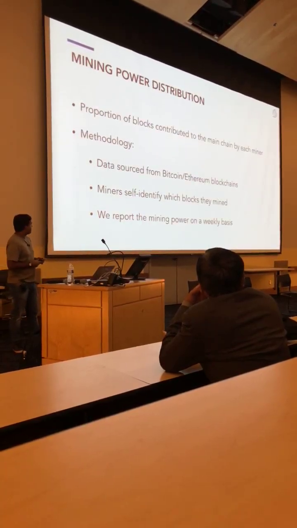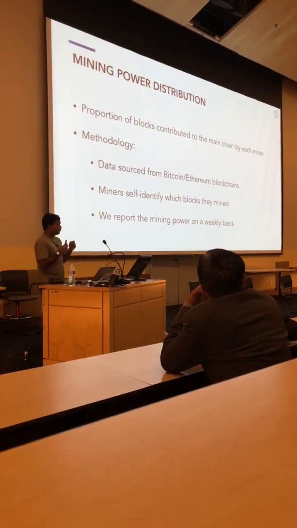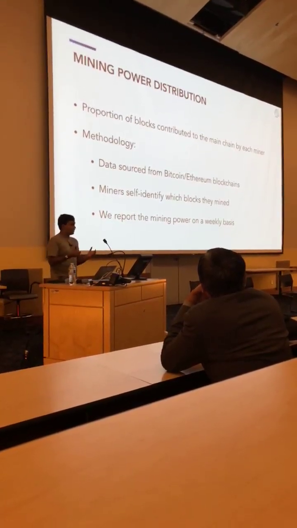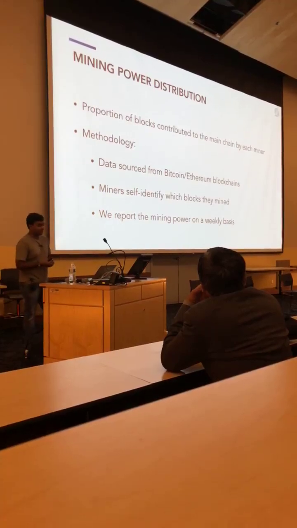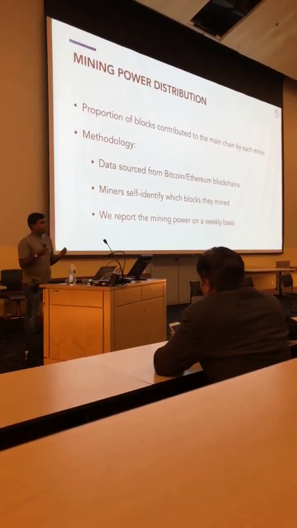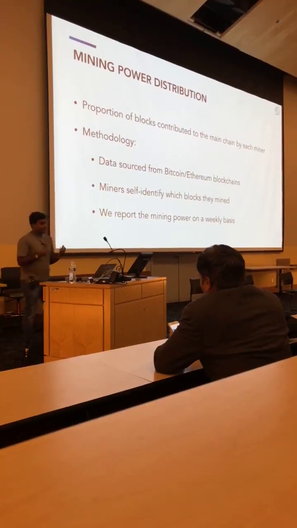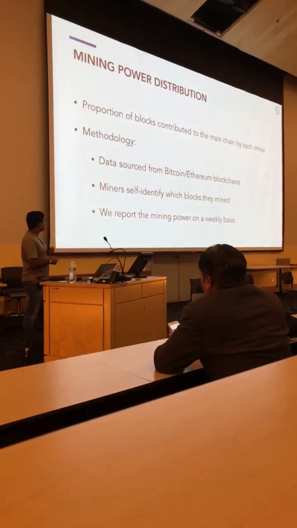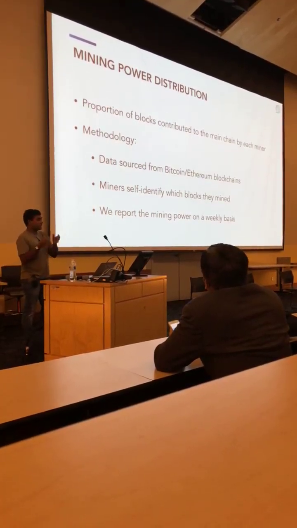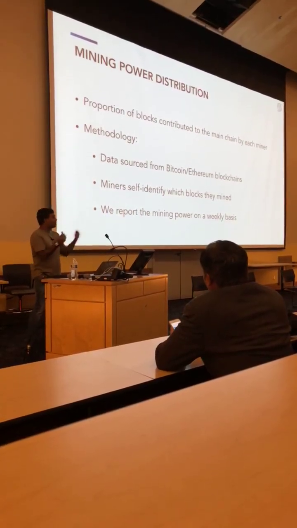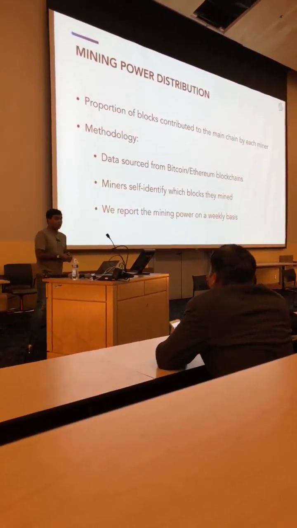So the next thing is we saw how physically decentralized the nodes are. We saw how much bandwidth they have. Now we want to look at the decentralization in the consensus layer. And this is the mining power distribution. This is how much does each miner contribute? How much say does each miner have in what actually appears on the blockchain?